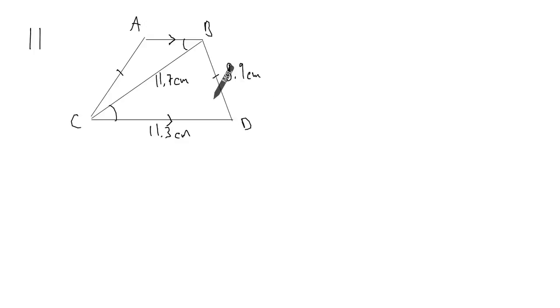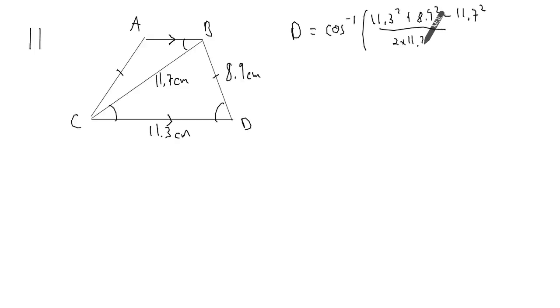I'm going to calculate angle D first because I have it inside this triangle. And so D is equal to cos inverse of the adjacent sides, 11.3 squared plus 8.9 squared minus 11.7 squared, all over 2 times 11.3 times 8.9, which tells us this angle is roughly equal to 69.6 degrees. So we have 69.6 degrees.